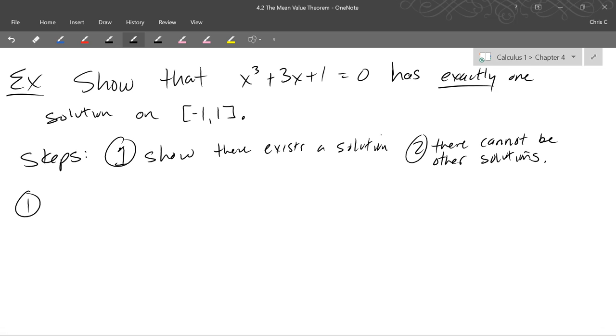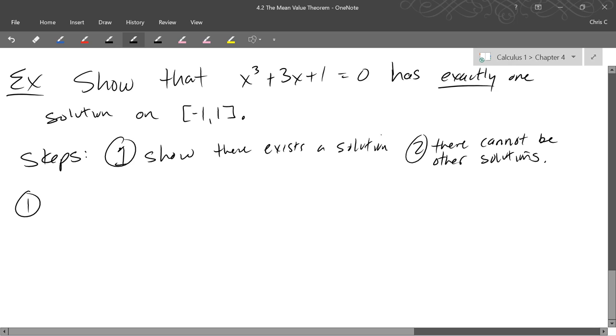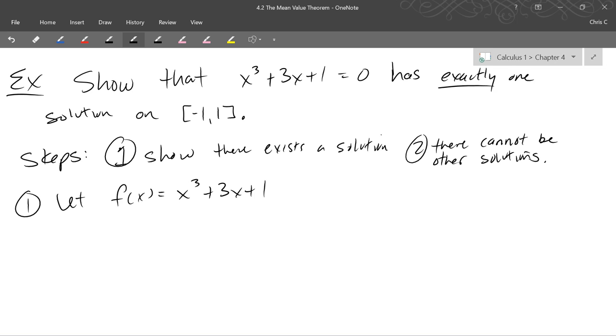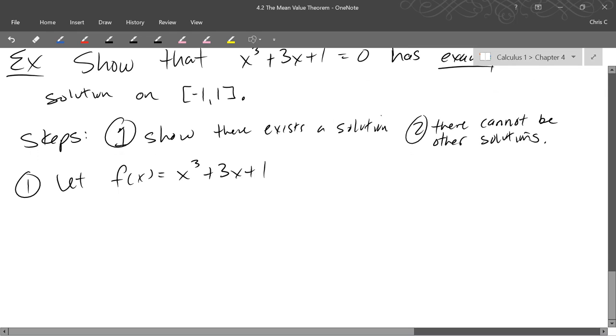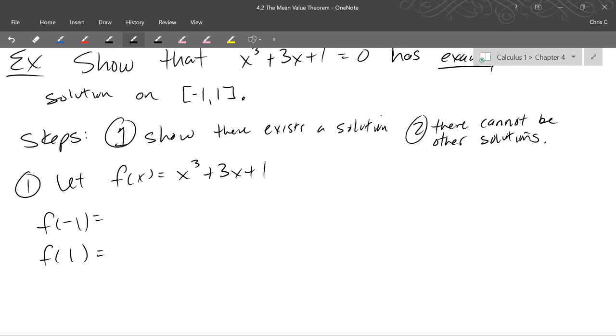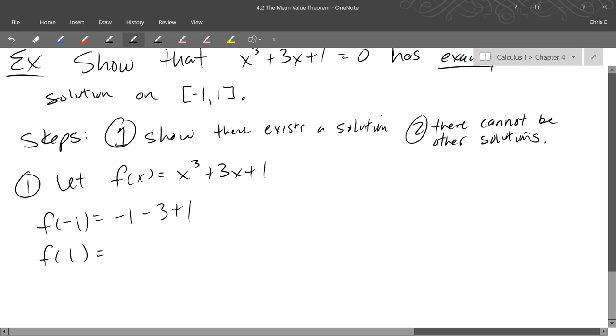You can try algebra, but I intentionally chose this one so you would fail if you tried algebra. So that's not going to work. It's not hard to make a polynomial that doesn't factor nicely. All right, show there exists a solution. So I'm going to make this function f of x just be the expression that's on the left side of the equation. And I'm going to plug in the two endpoints just to see what we get. f of negative 1 is negative 1 cubed, which is negative 1, minus 3 plus 1, is negative 3. And f of positive 1 is 1 plus 3 plus 1, which is 5.